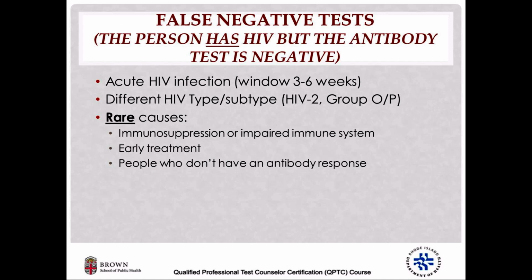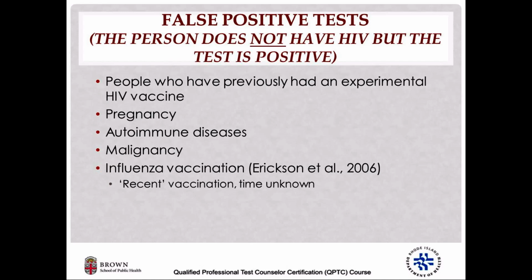Rare causes of false negative HIV tests include immunosuppression, having an impaired immune system due to other causes that are non-HIV related. So, for example, cancer or chemotherapy or other genetic or hereditary deficits of the immune system. Sometimes people don't necessarily develop antibodies to HIV because they've been treated for HIV so early. And there's a very few select people who don't develop antibody responses to HIV.